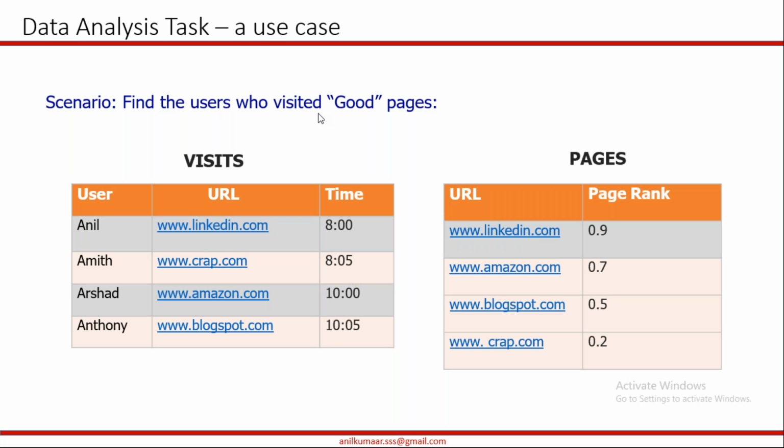Normally, if you have the same problem statement in SQL, how would you do it? Just consider these two as tables. If you're working in SQL, you join these two on a common field, maybe tagging with the URL, and you find out the page rank, and then finally you announce the result: these are the users who visited some good pages. That's it.